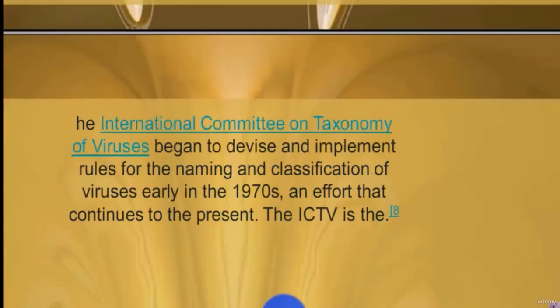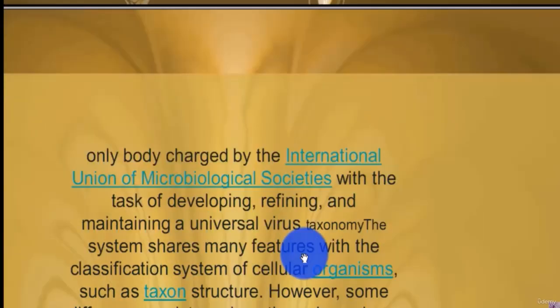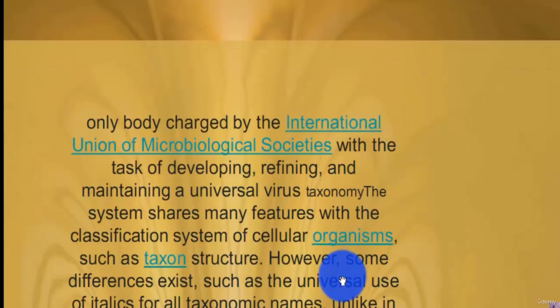The International Committee on Taxonomy of Viruses began to devise and implement rules for the naming and classification of viruses early in the 1970s, under the International Union of Microbiological Societies, with the task of developing, refining, and maintaining a universal virus taxonomy. The system shares many features with the classification system of cellular organisms, such as taxon structure.